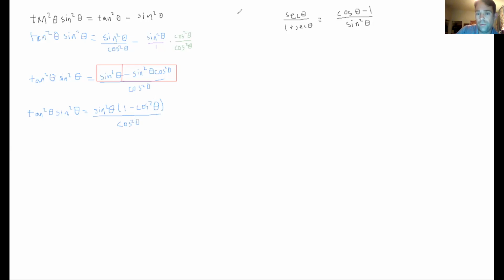And as we've seen before, 1 minus cosine squared, as soon as I see that cosine squared sitting by itself, I start thinking of Pythagorean identities. And the one with the cosine is the most common one we use: sine squared plus cosine squared equals 1. So that means sine squared is 1 minus cosine squared.